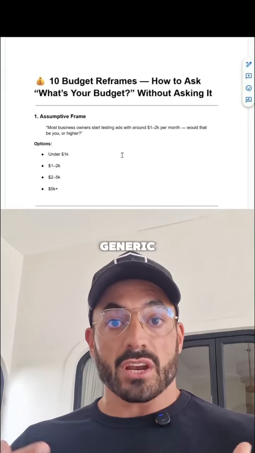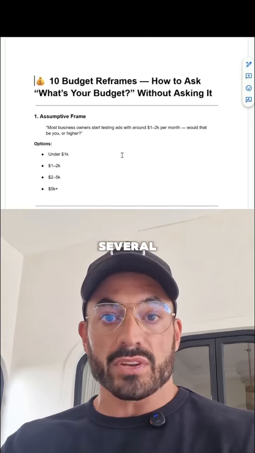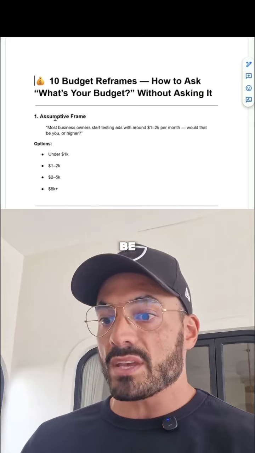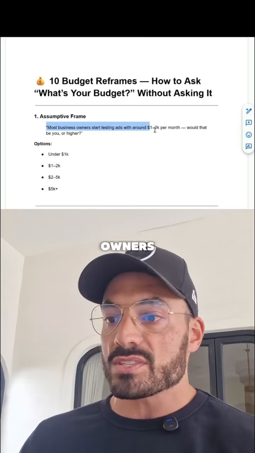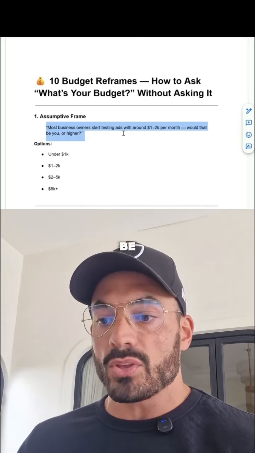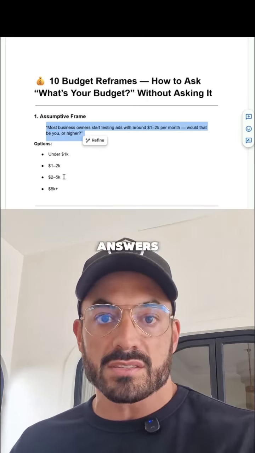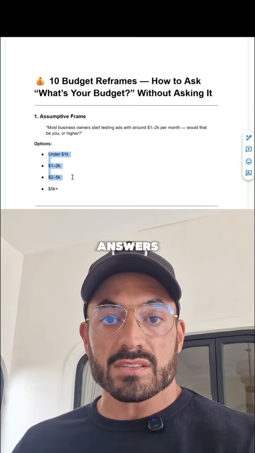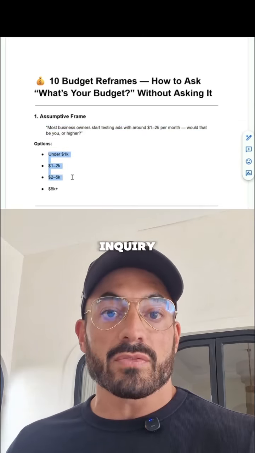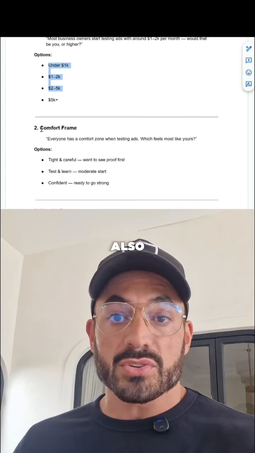So instead of asking the generic, what is your budget? You can ask this using several different elicitation frames. The first one might be an assumptive frame, which is most business owners start testing around 1 to 2K per month. Would that be you or higher? And then you give multiple choice answers. And 1, 2, maybe even 3 of these answers would immediately disqualify an inquiry from being able to inquire with you.